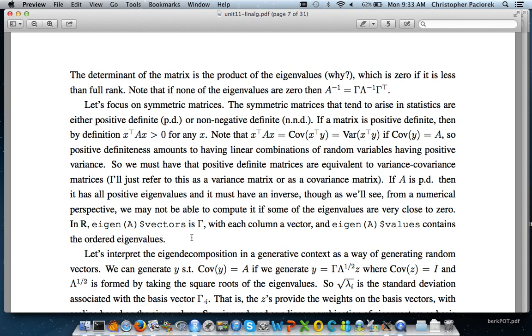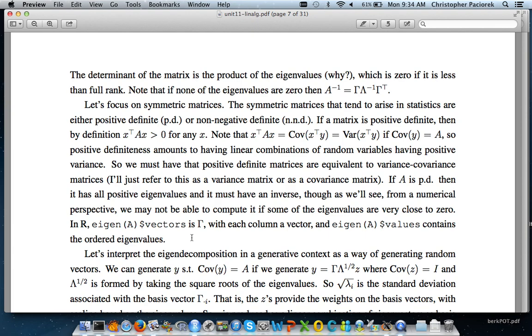Okay, so what I want to do is look at this eigen decomposition in the form that we use to generate random variables, random vectors. And when I do that, we're going to see that there's a nice interpretation for what these lambdas represent and for what the columns of gamma, the eigenvectors, represent. So the idea is, let's think about generating random variables that have a covariance that is this matrix A, and how we would go about generating that.